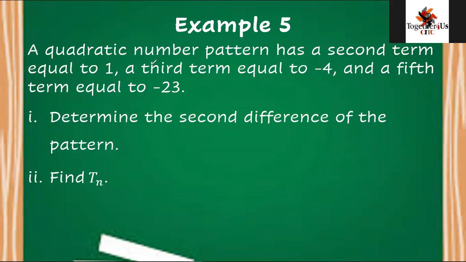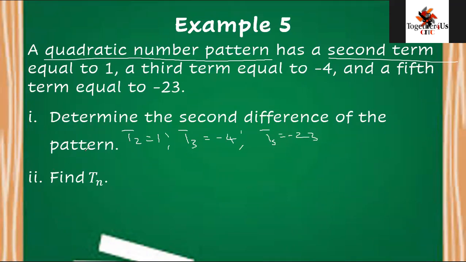Okay, so let's see. We are given a quadratic number pattern. It has a second term which is equal to 1. So let's write this information down. T2 is 1. T3 is a negative 4. Then they jump and give us T5, which is a negative 23. We have to determine the second difference, which we know is constant. So all we need to do right now is to write this down.